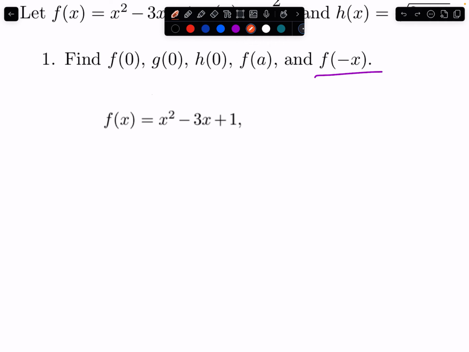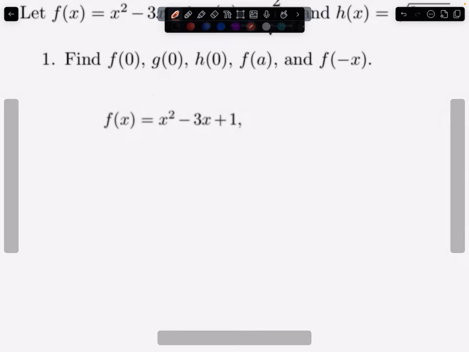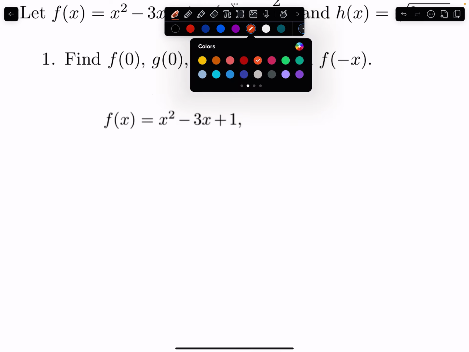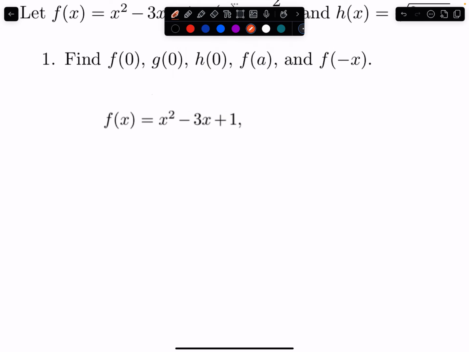Oops, you're seeing my erasures there. I erased using a white pen earlier. Okay, I said I was going to use orange.